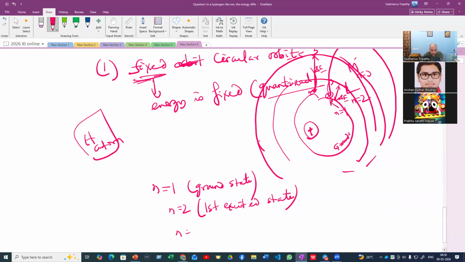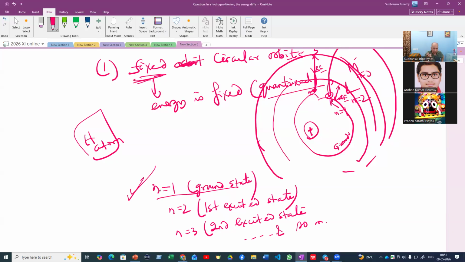N is equal to 3 is called the second excited state. Third cell, but second excited state. And so on. So most of the time, the solitary electron will remain in the ground state. But the moment it gains appropriate energy from an outside source, then it will jump.